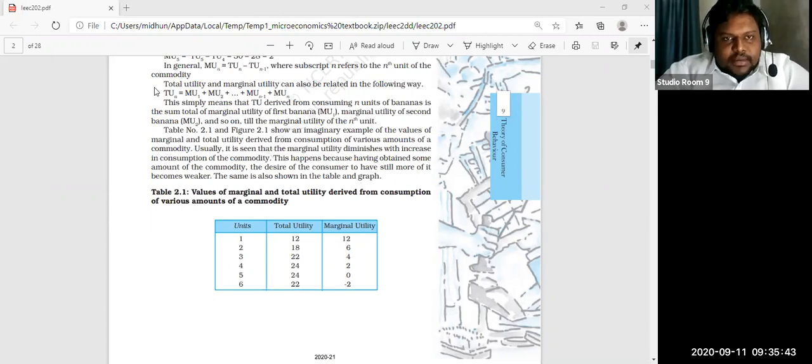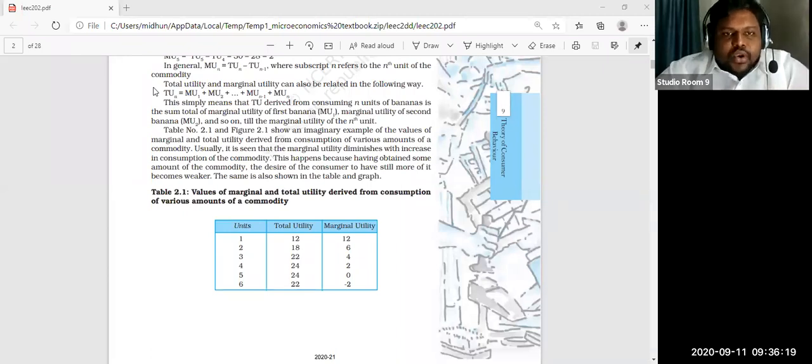Okay, this simply means that the total utility derived from consuming n units of bananas is the sum of the marginal utility of the first banana MU1, the marginal utility of the second banana MU2, and so on till the marginal utility of the nth unit. So we want to add all together. If you subtract the total utility of the first banana from the total utility of the second banana, basically we'll get the difference here.